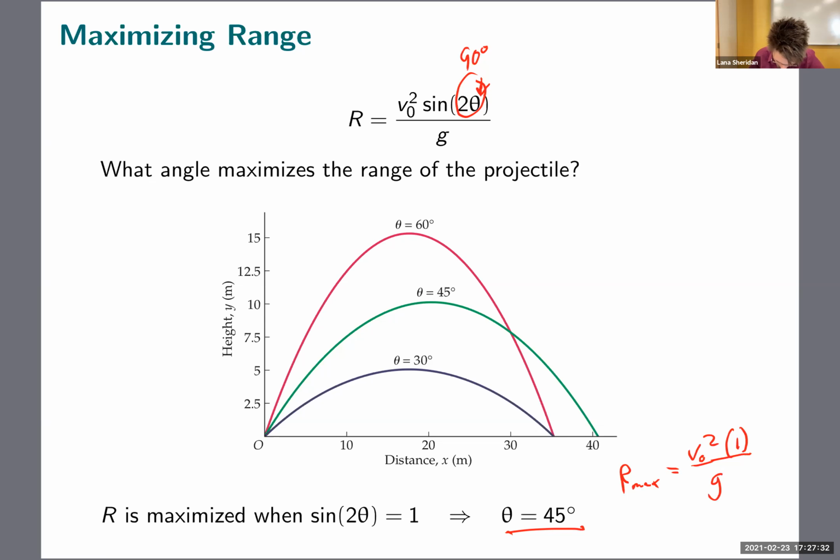Well, that's just v0 squared over g. Okay, the initial speed squared over g. So that's how we can maximize the range. If we choose other angles, we will get something different. Okay, so bear this in mind for the lab today.